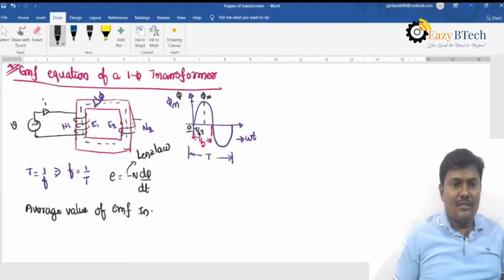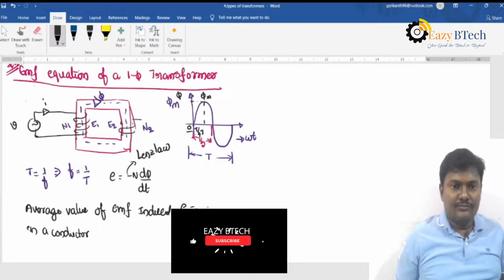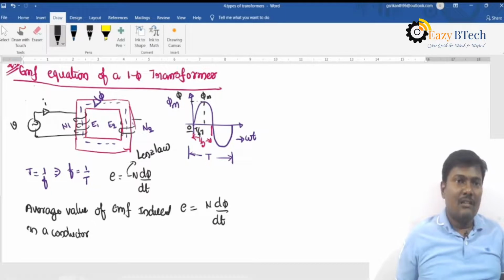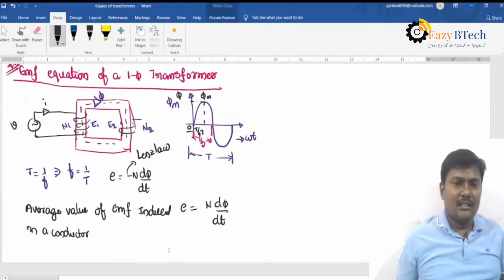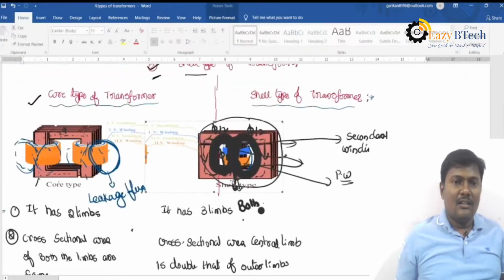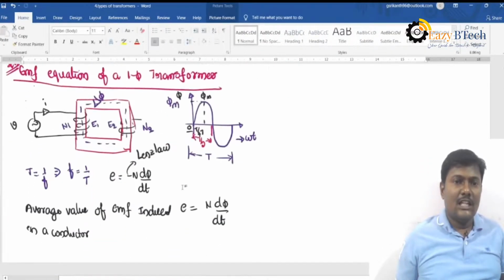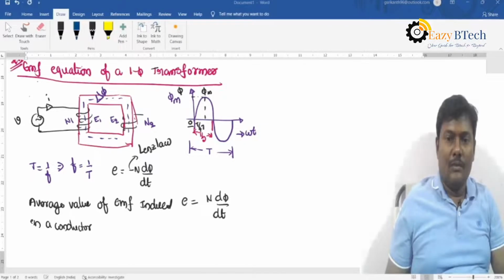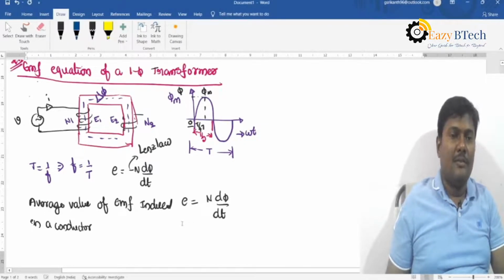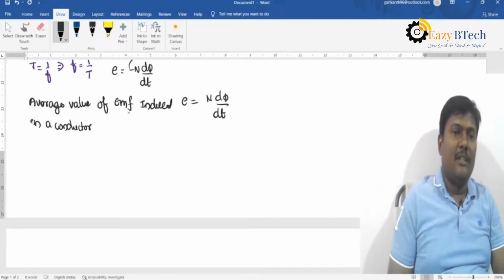Then the average value of EMF induced in a conductor: E is equal to N into d phi by dt. So the average value of EMF induced per conductor, E is equal to N into d phi by dt.